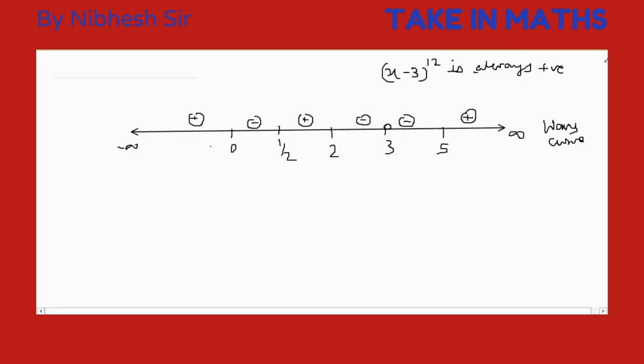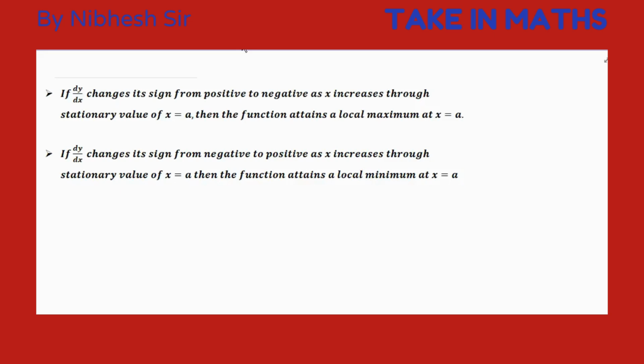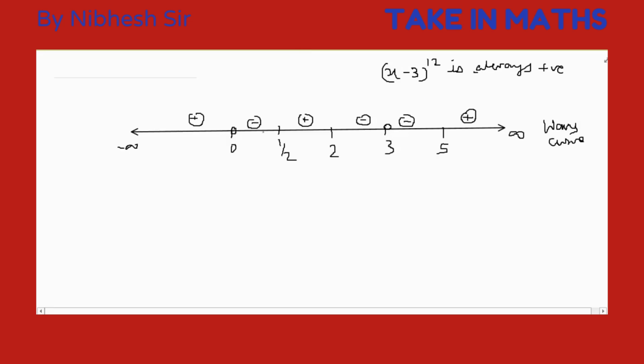Here we use the first derivative test to find the local maxima and local minima. Recall this point: if dy/dx changes its sign from positive to negative as x increases through a stationary value x = a, then the function attains a local maximum at x = a. And if dy/dx changes its sign from negative to positive as x increases through x = a, then the function attains a local minimum at x = a.